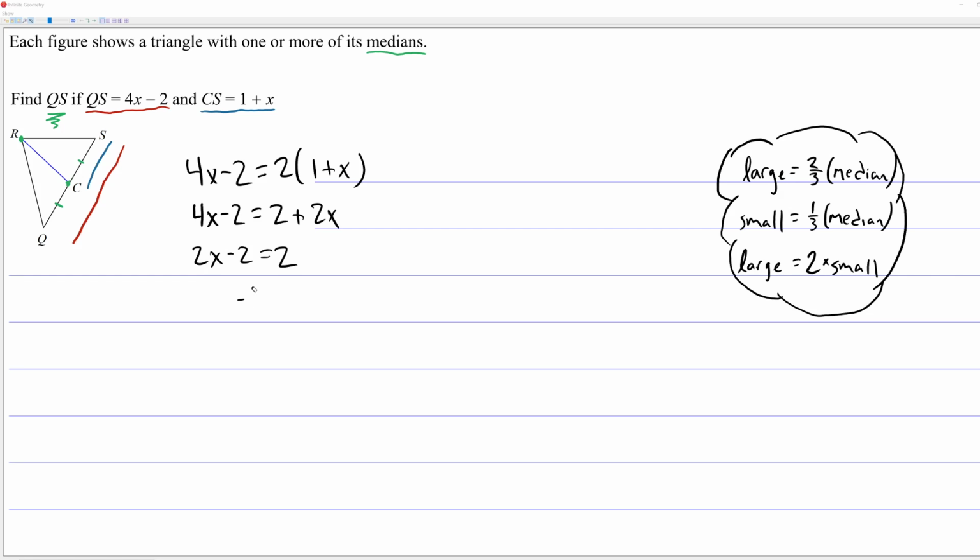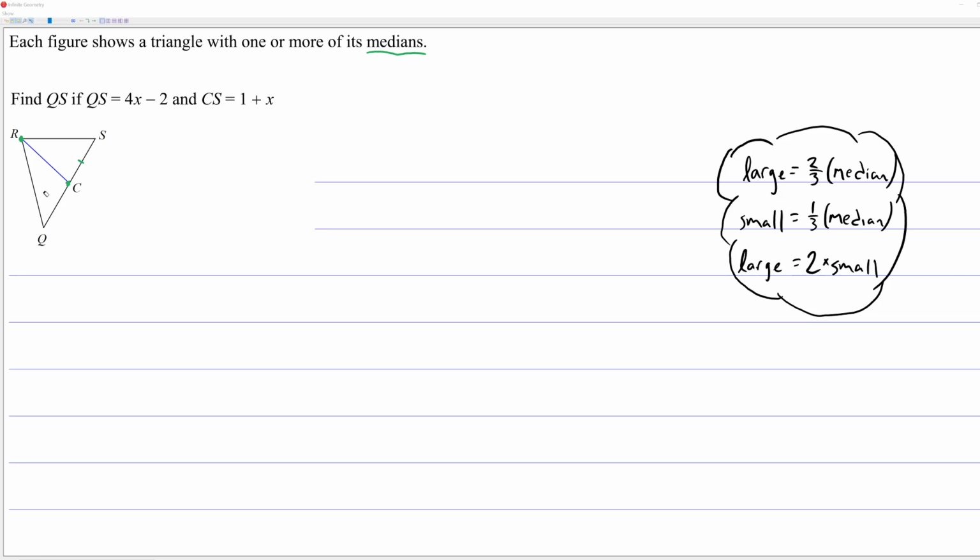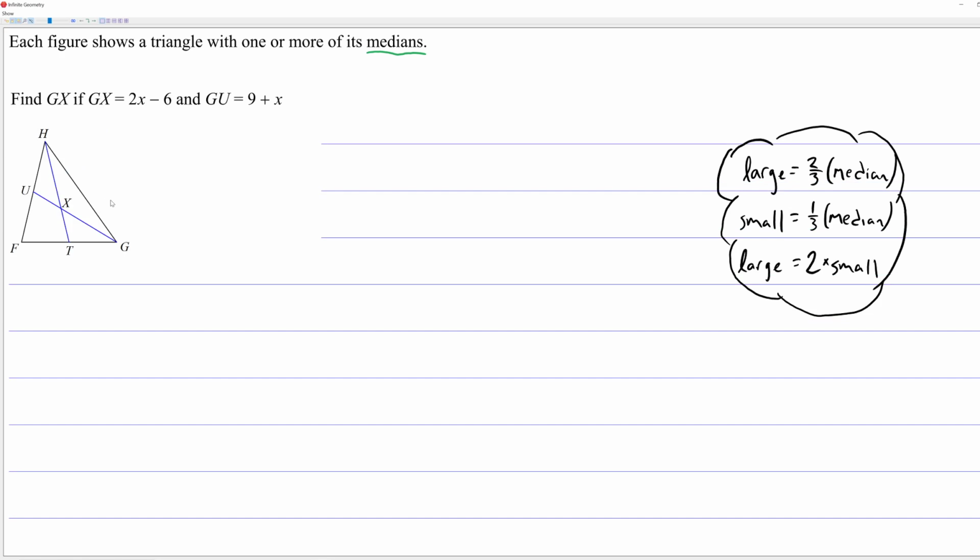Now, what gets a little bit more interesting is when we have a triangle with two medians drawn that intersect each other. And then we have to be quite a bit more careful. So if you look at this picture, we have a median from H to T and a median from G to U. And we're asked about GX, GU, so we're asked about parts of this median.